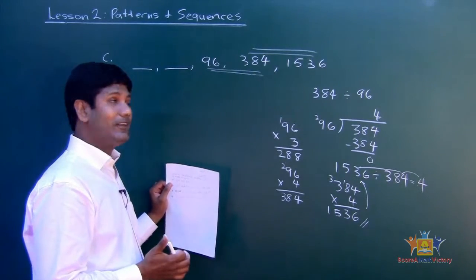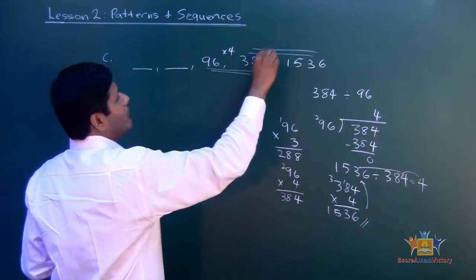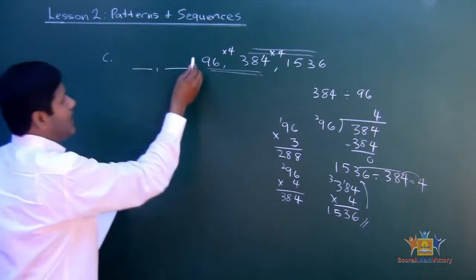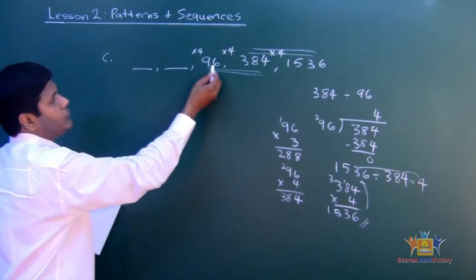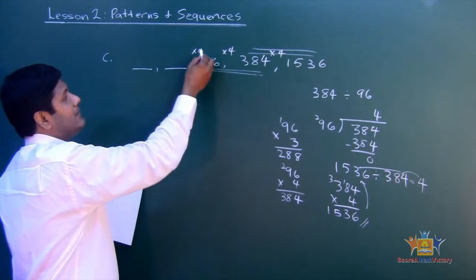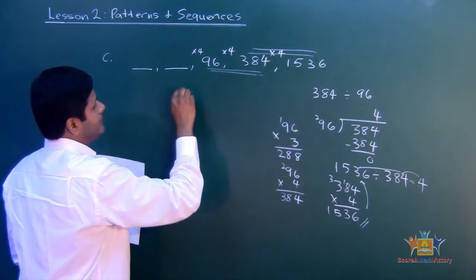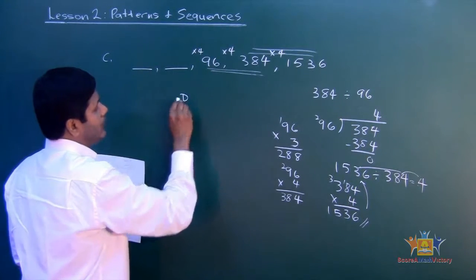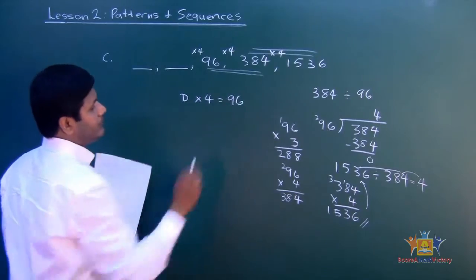What does that tell you? We're multiplying everything by 4. So we're multiplying this by 4, multiplying this by 4. But now I need to get to this one. So this number times 4 should give me 96, which also means 96 divided by 4 should give me that. Am I right? Because remember, let's say this is something we don't know. D times 4 should give me 96.